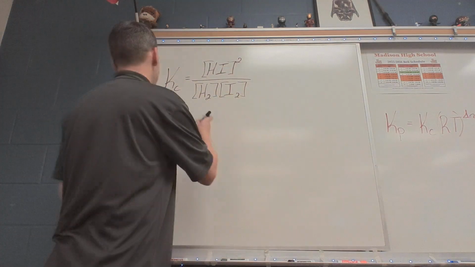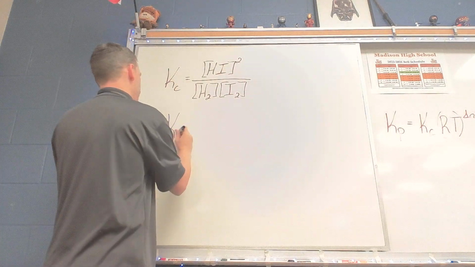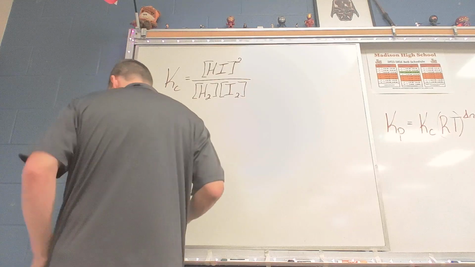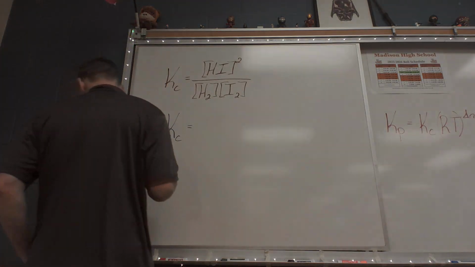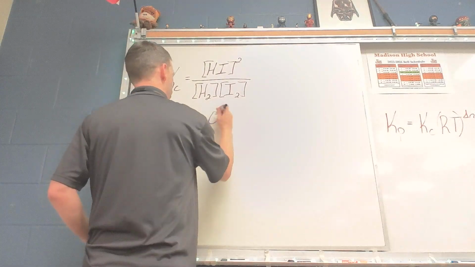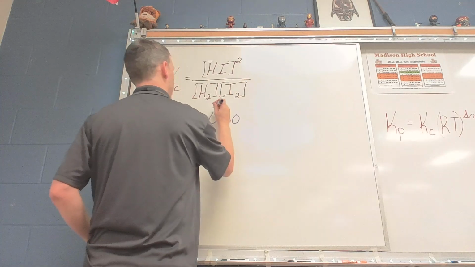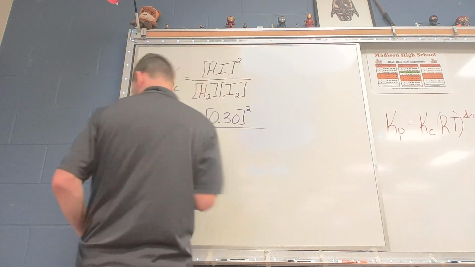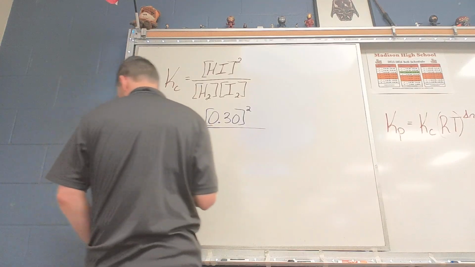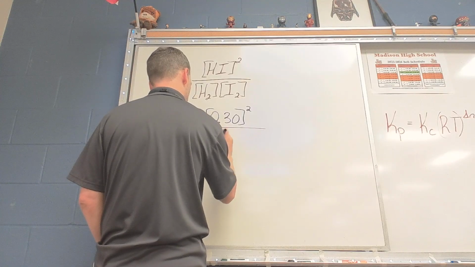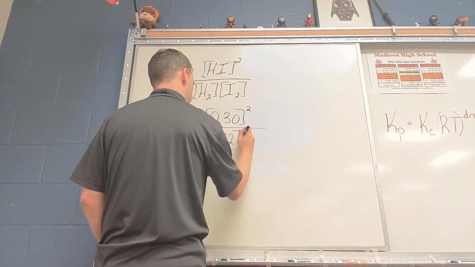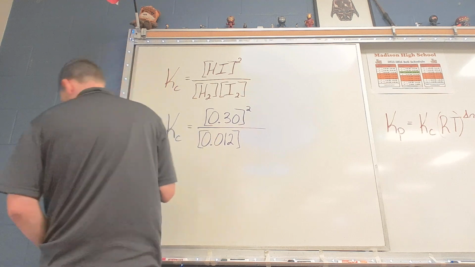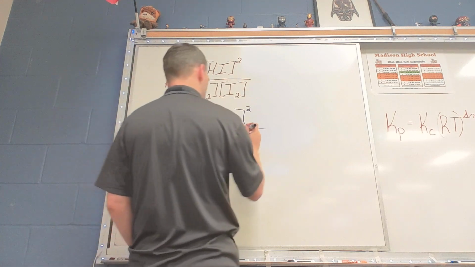Remember, the numbers are already at equilibrium, so it makes this next part really easy. We'll just plug them straight in, which is 0.3 for the product. And then the reactant values are 0.012 and iodine is 0.15.